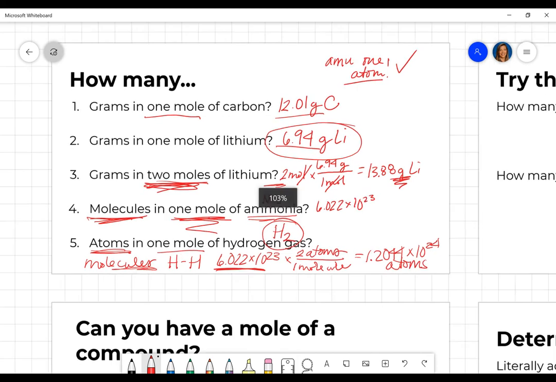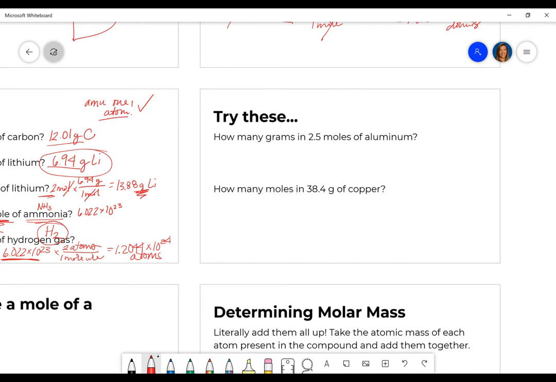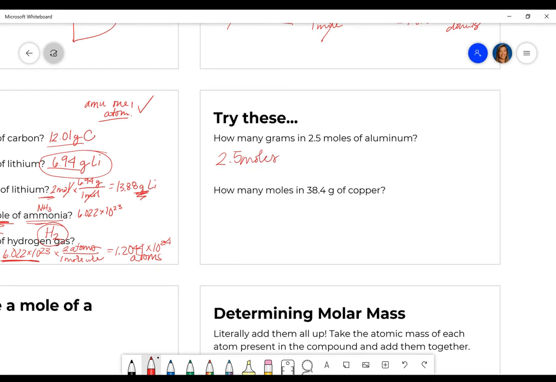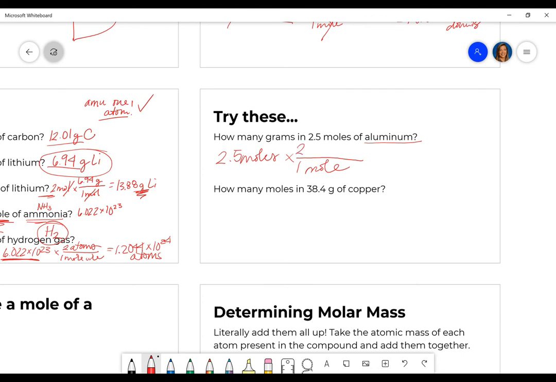Okay, good. I hope these are going okay. Let's keep going. Let's try some harder ones. How many grams are in 2.5 moles of aluminum? Start with what you're given always. Okay, so 2.5 moles. We need to figure out how many grams are in that. So we need to say, for every 1 mole, how many grams are there in aluminum? Go to your periodic table, look at aluminum, find the molar mass. Okay, so the mass is 26.98 grams of aluminum in every 1 mole.